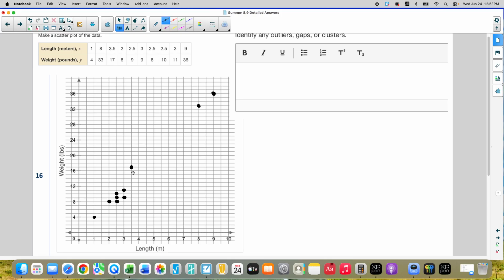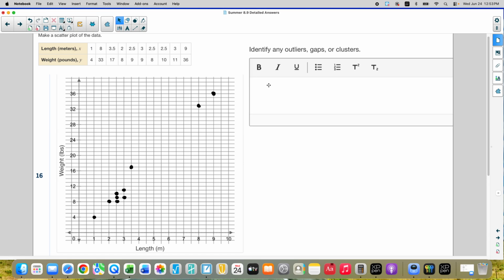All right. Which one's the outliers? Identify any outliers, gaps, or clusters. Well, I see a cluster. I'm going to say a cluster is right here. So that would be really my only thing. That's a cluster. That's the only thing we had to do.